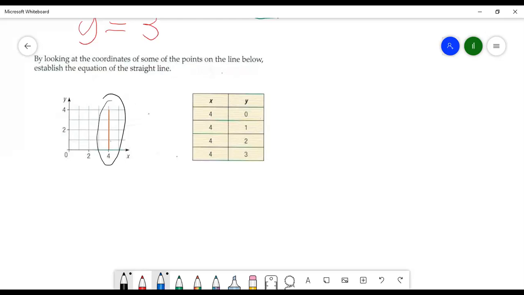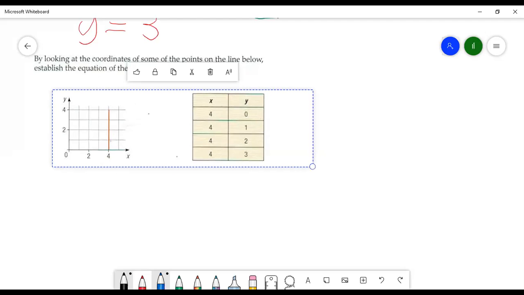What about the values on the Y-axis? We can have 0, 1, 2, 3, 4, and so on, right? These values. For each value of X, we're going to find different values of Y.